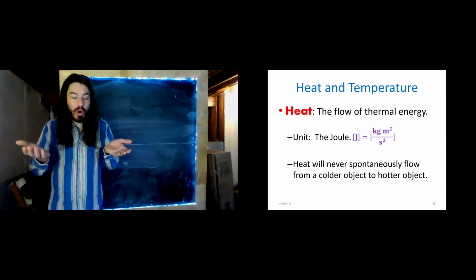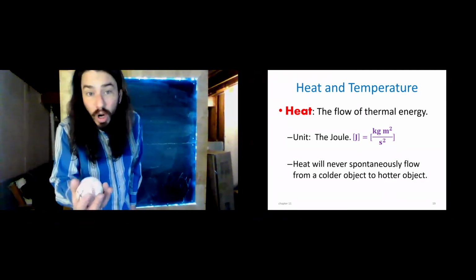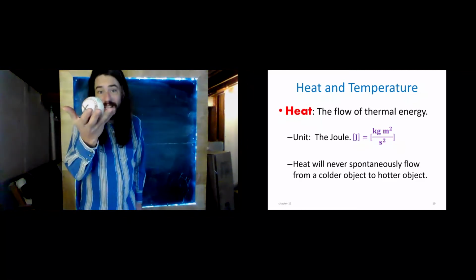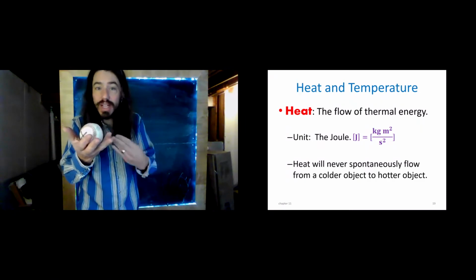So heat and work are what we call transfer variables. So I can do work on the ball to give it potential energy. It has potential energy. It does not have work. Work is a transfer variable.